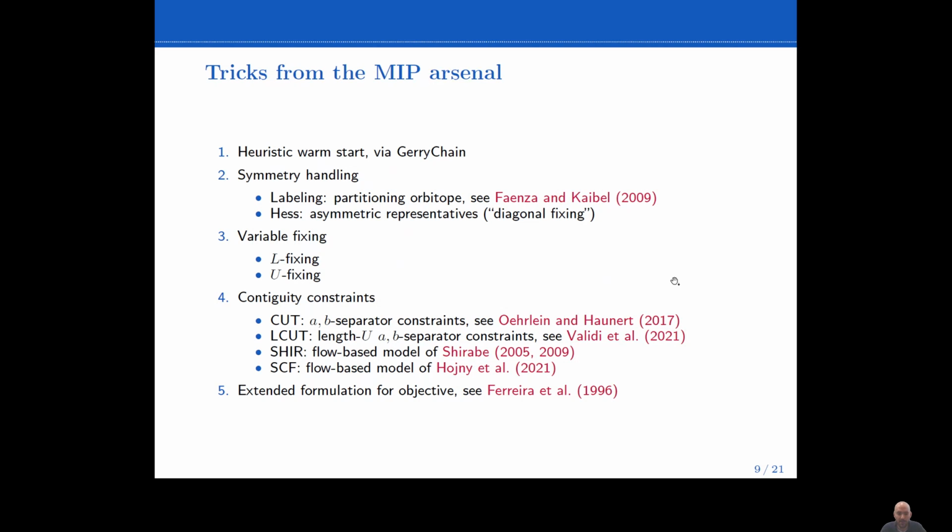Okay, so if we want to solve larger instances, if we want to solve these instances more quickly, we've got to do something. So we have a whole bunch of tricks from the MIP arsenal that we propose to use. I'll talk about these latter 4 in a little bit of detail, but this first idea I think is very intuitive. If you have a solution that you know of, give it to the solver, inject that as a warm start. And so we actually use this Jerry chain software to do that for us, to find a heuristic solution.